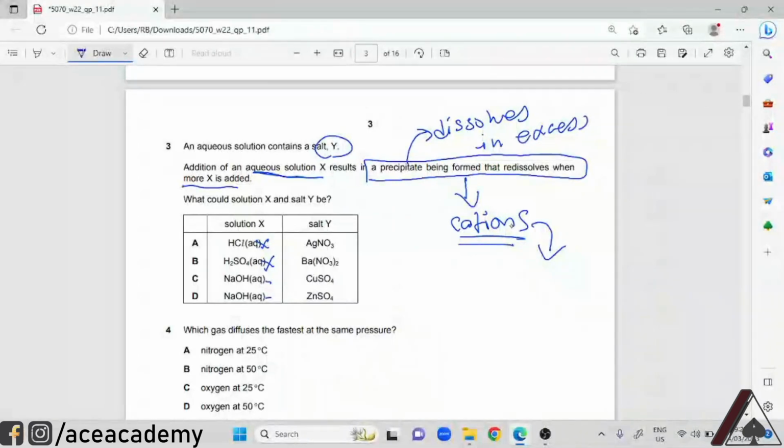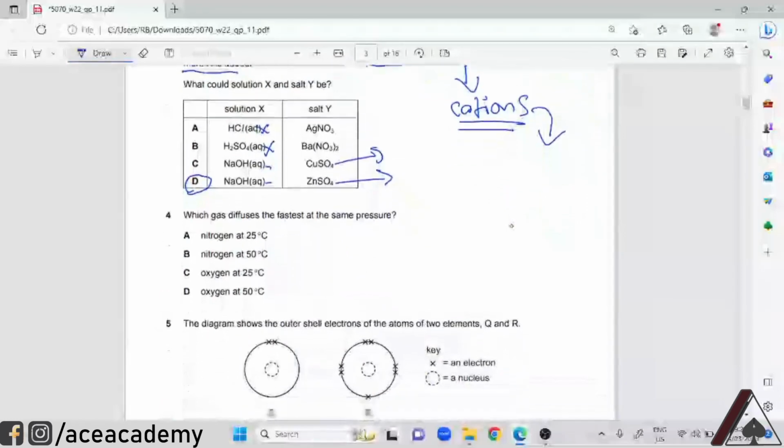This suggests that we know that copper doesn't redissolve when sodium hydroxide is added. As a result, option D is the answer, because we know that zinc sulfate, like the zinc ion, when sodium hydroxide is added in excess, the precipitate that forms redissolves. So option D is the answer for question number 3.